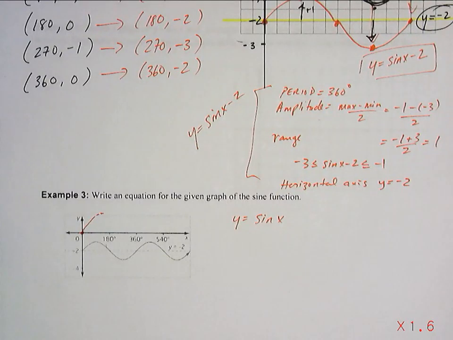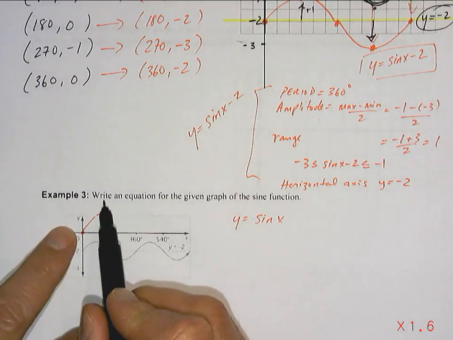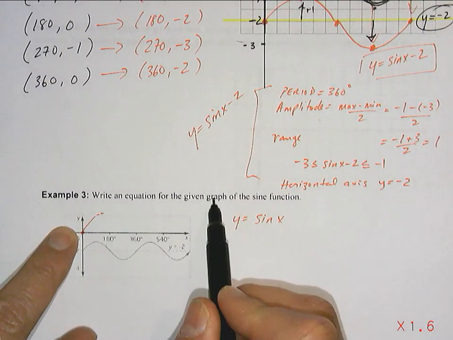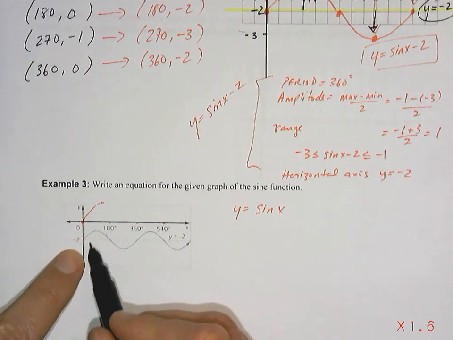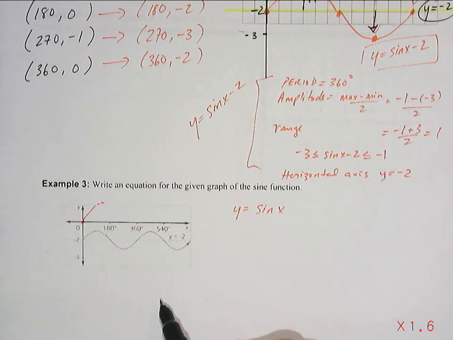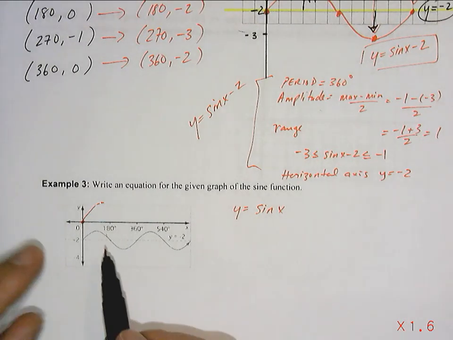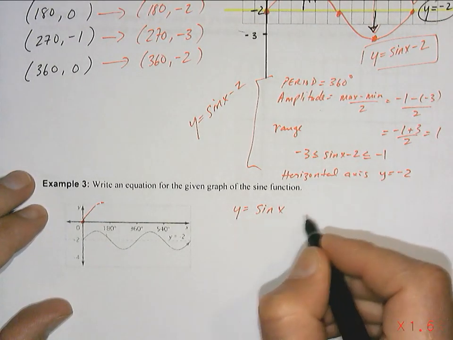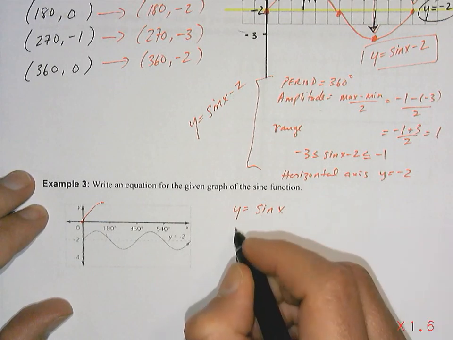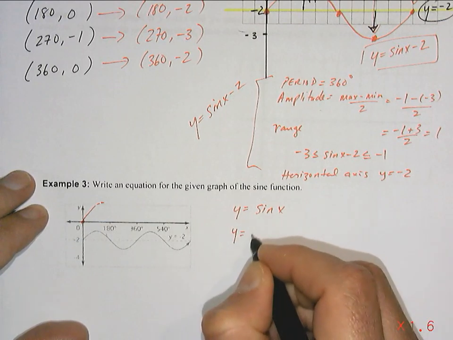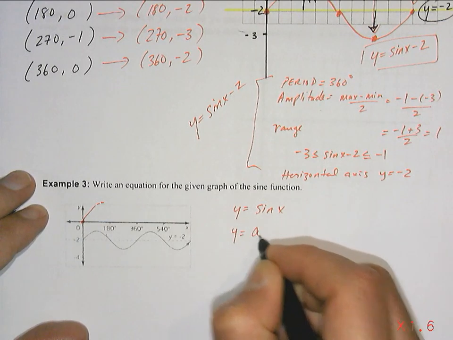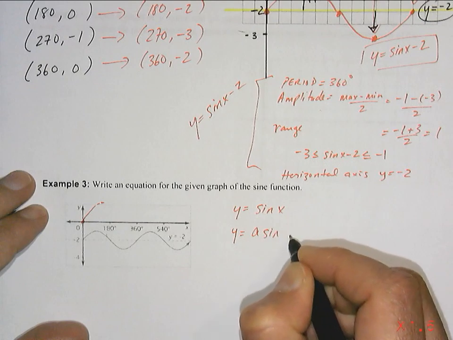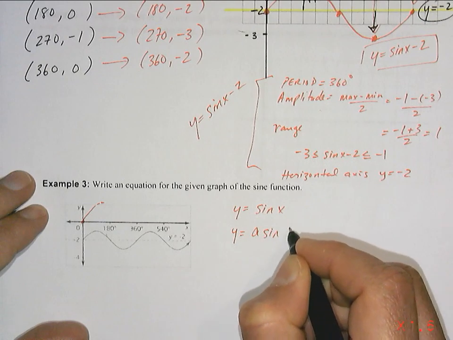Okay, example 3. In this one, we want to write an equation for the given graph of the sine function. So this is the sine function that they're giving us, and we need to come up with the equation. Now, with this one, this is a standard y equals sine x. This is standard, but what we want to come up with is if there's any value for an a or a k.